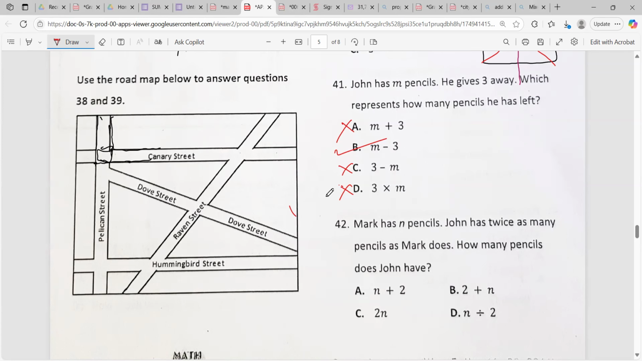All right, let's move on to 42. Mark has N pencils. John has twice as many pencils as Mark does. How many pencils does John have? All right, so this one will be the last one. So you guys can WhatsApp me. And we're at number 42. So somebody remind me to pick it up from Sunday at 42.